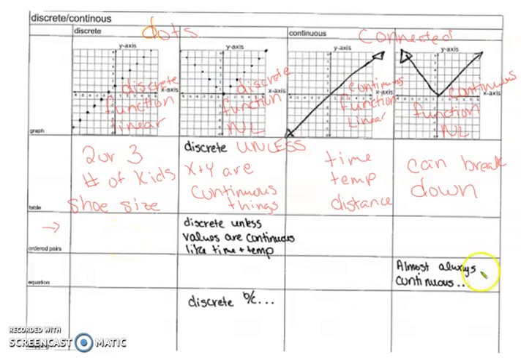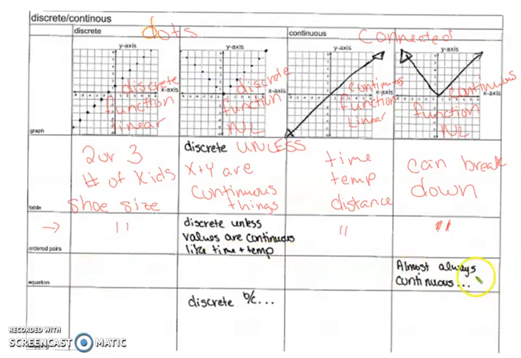If I give you that it's time, temperature, and distance, those are continuous. So I'm not going to make you write them again. Just copy it down. Just do the parentheses. Okay? Just do those little lines.